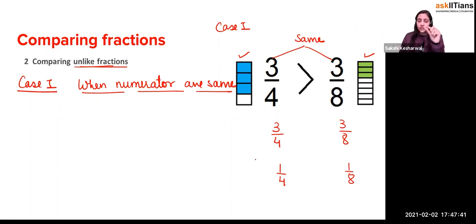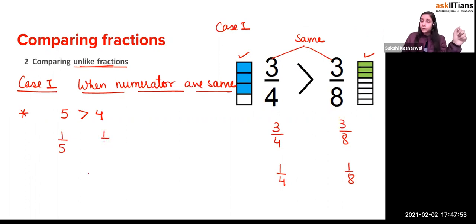Let's think in the reciprocal way. Let us suppose I say 5 is greater than 4. True, this is true. But if I write 1 by 5 and 1 by 4, it means you have divided the stuff into 5 parts and into 4 parts. If you divide into 5 parts, one part will be smaller compared to dividing into 4 parts.